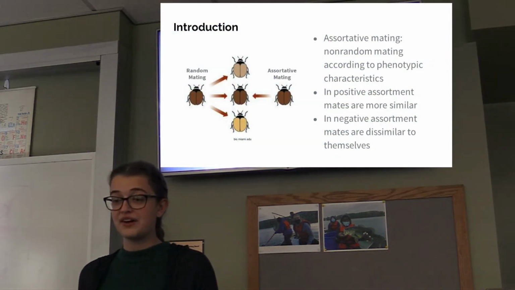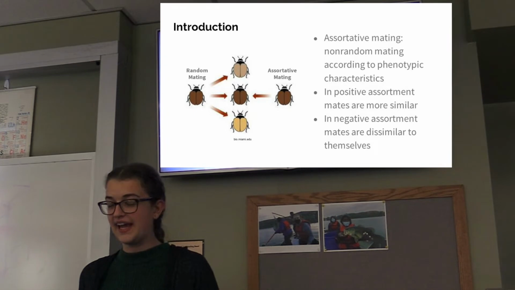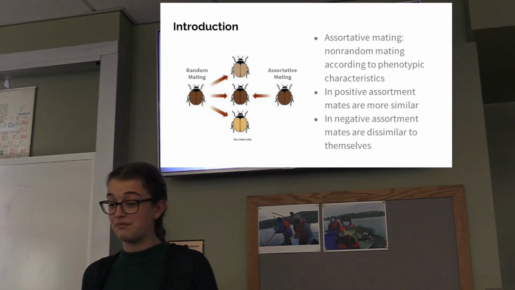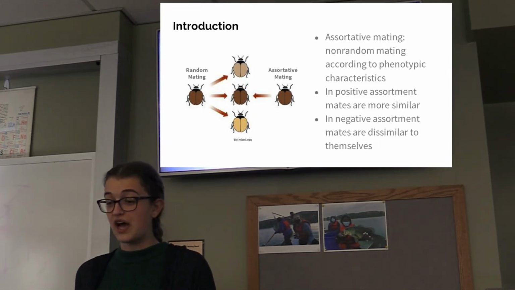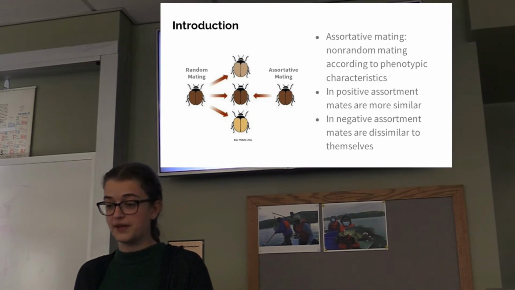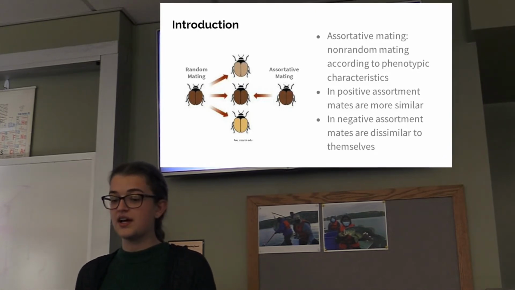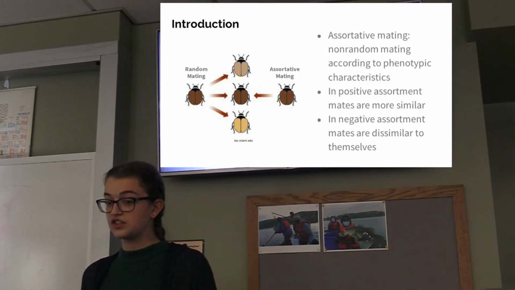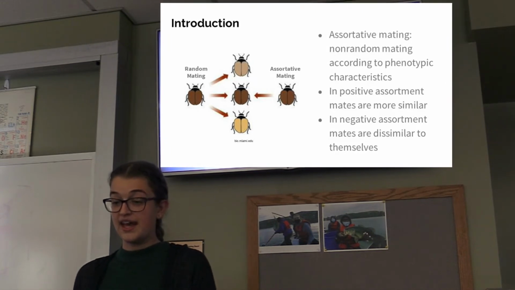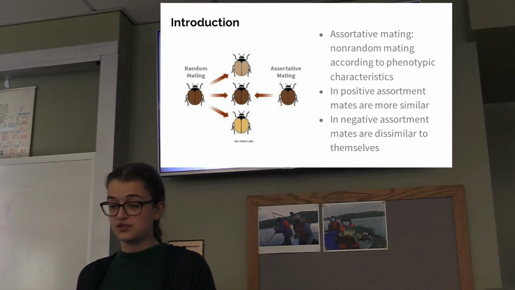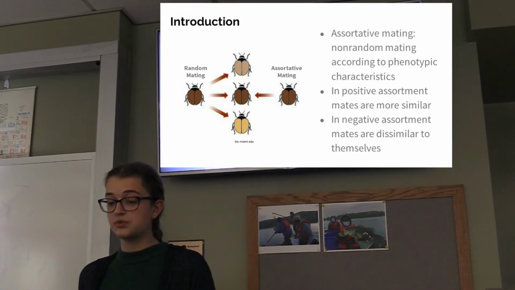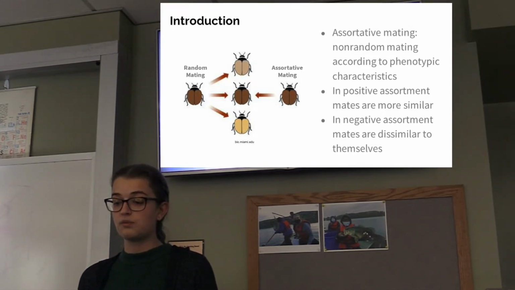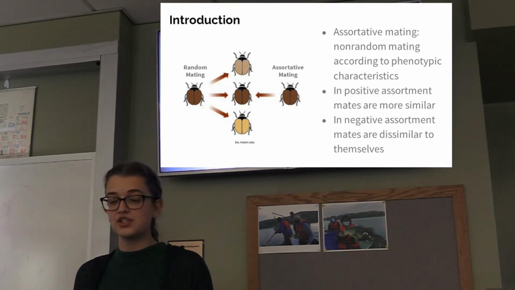Just for some background information, a typical behavior in some insects is assortative mating, a form of non-random mating according to phenotypic traits or characteristics. That could look like size or color, and there are two different types of it. There's positive assortment, in which mates are more similar to each other, and negative assortment, in which mates are more dissimilar to each other.